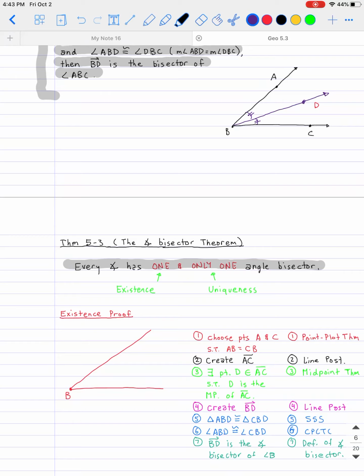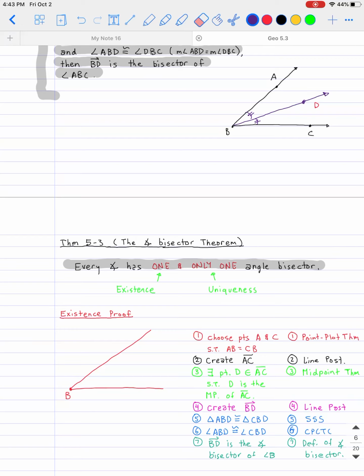Well, you're probably thinking to yourself, well, duh, because we can clearly see that there's only one bisector for each one of these, just like how there was only one midpoint for every segment. Well, unfortunately for geometry, we need to actually prove all of this stuff, because what if somebody comes along and says there could be two angle bisectors or maybe three angle bisectors? Let's just see how this actually works out.